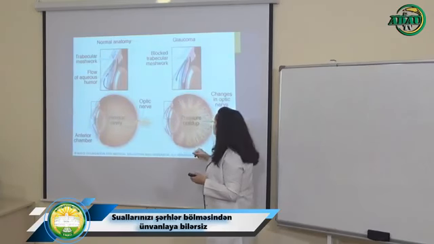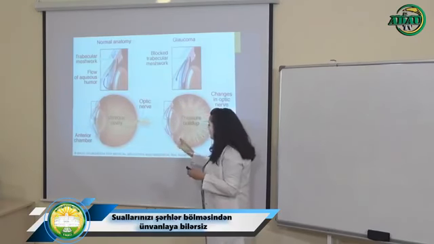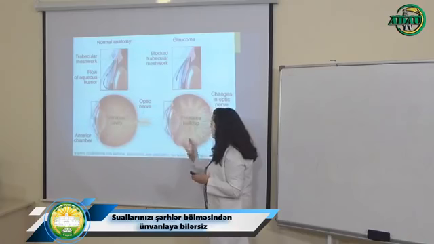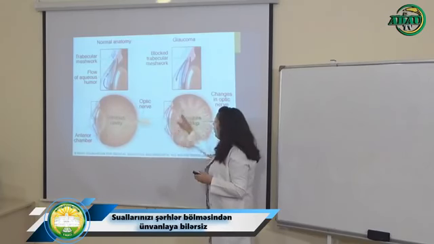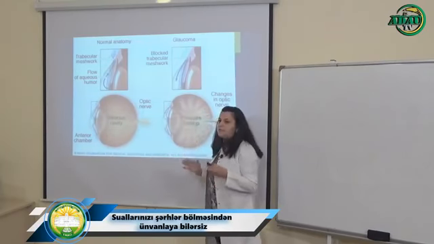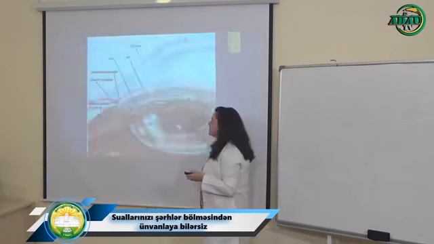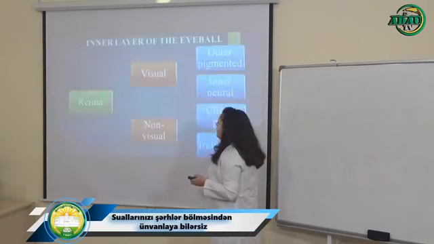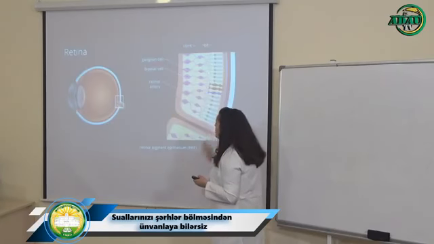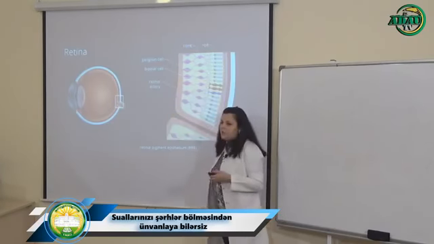I think in this illustration you can see clearly the border between the non-visual part of the retina and the visual part of the retina, which is called the ora serrata. Ora serrata is the border between these two, the visual and non-visual parts of the retina. Okay, what about the cellular structure of the retina?